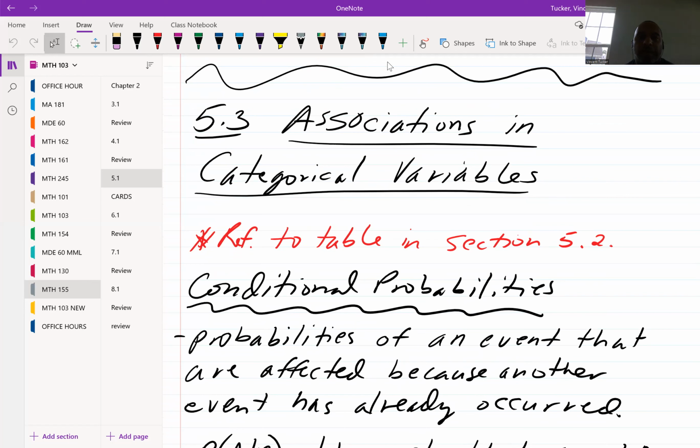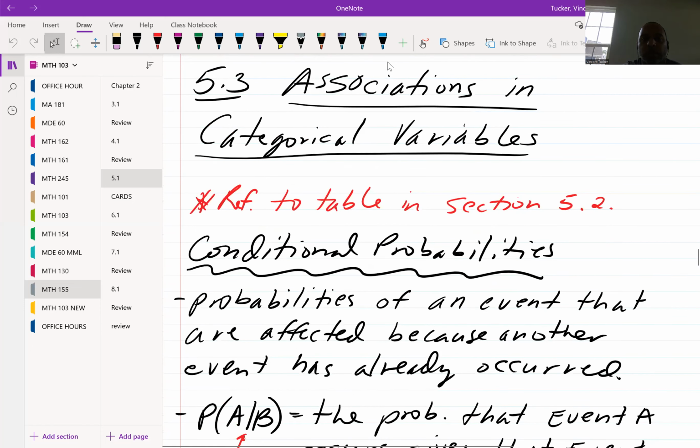So 5-3, associations and categorical variables. And so in 5-2, we had a chart. So that's the chart we will be using as far as getting our numbers. So we're getting into conditional probabilities, probabilities of an event that are affected because another event has already occurred. It's considered conditional.